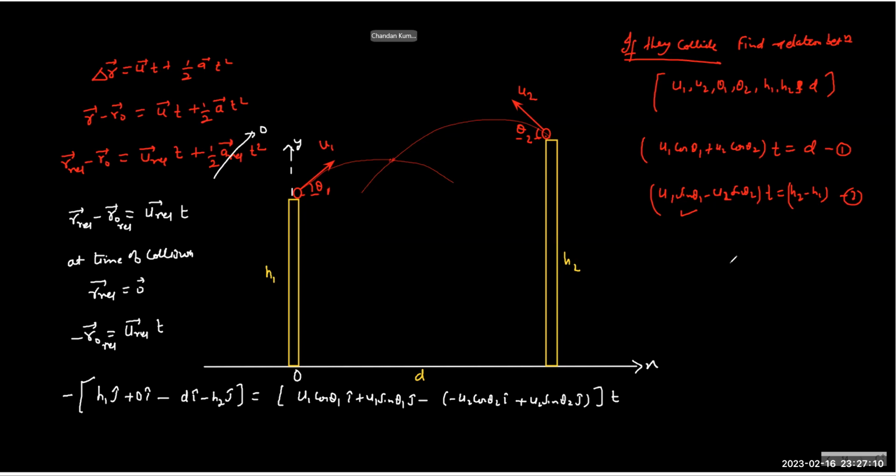Which means I could have written minus x naught relative is ux relative into t, and then minus y naught relative is uy relative into t.